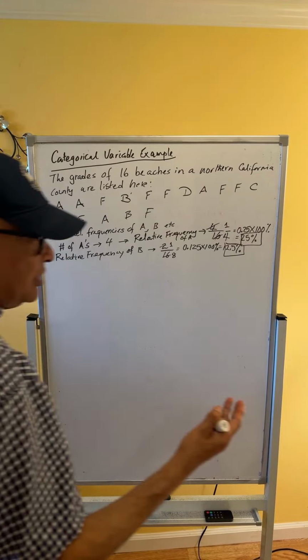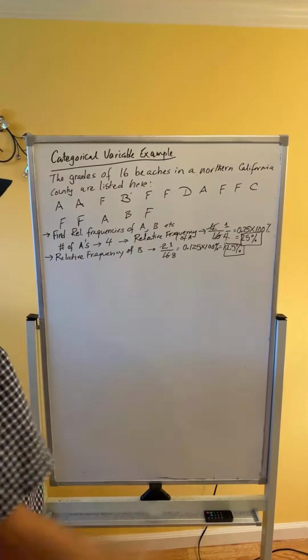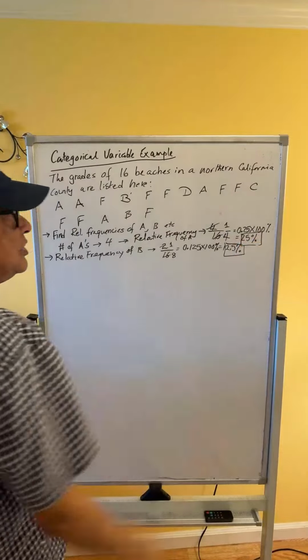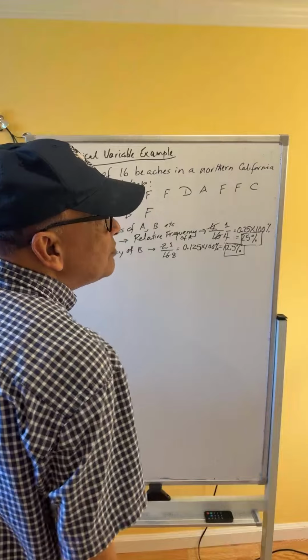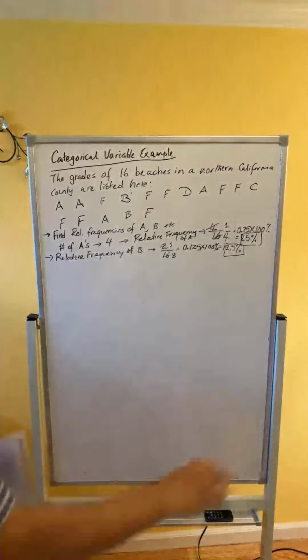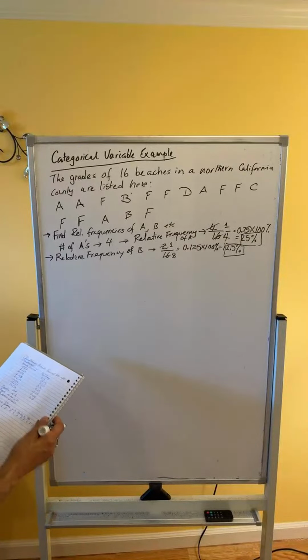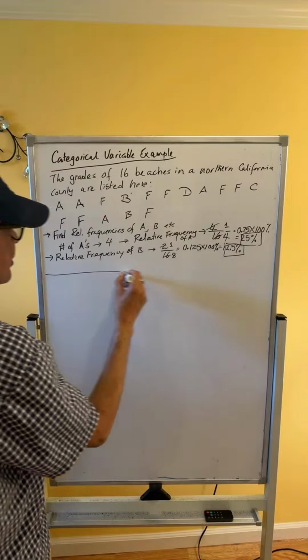Why do I convert it into a percentage? It gives you what will happen if the total count is 100. For example, 25% tells me out of 100 beaches, 25 beaches are rated A. That's the whole idea. 100 is your basis. Okay, so this was a categorical variable example.